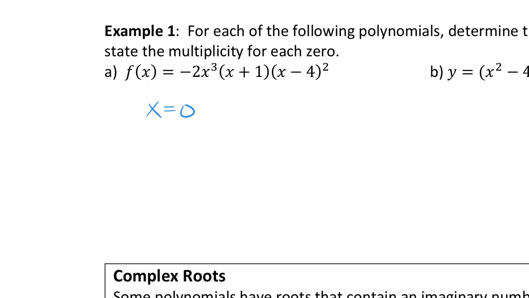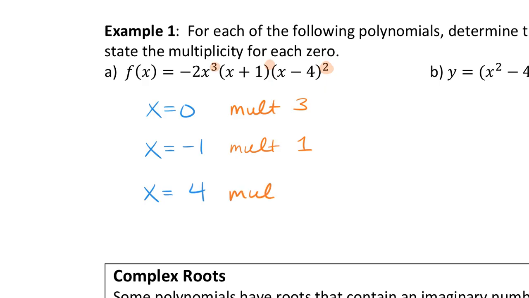How about for that middle one? What is the solution? -1. And how about the last one? +4. Fabulous. It looks like the degree of our polynomial might be 3 because we have 3 zeros. However, if we look at the multiplicity, what is the degree of the term that gave me 0? 3. What is the degree of the term that gave me the -1? 1. And what is the degree of the factor that gave me 4?